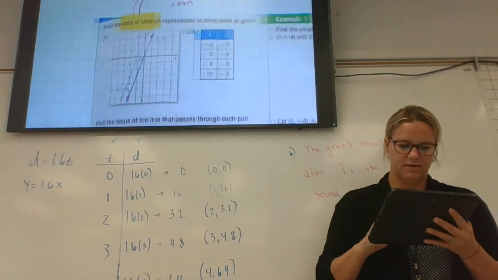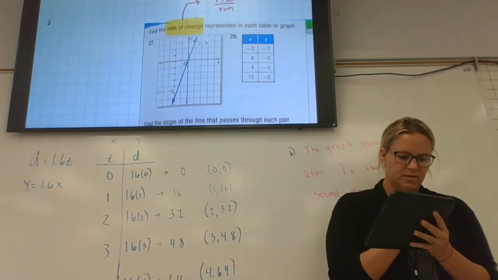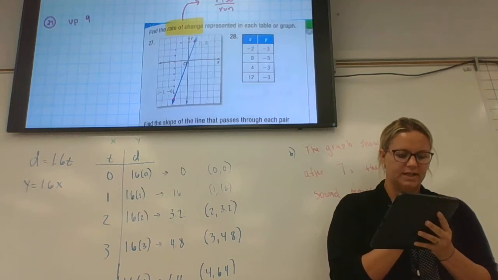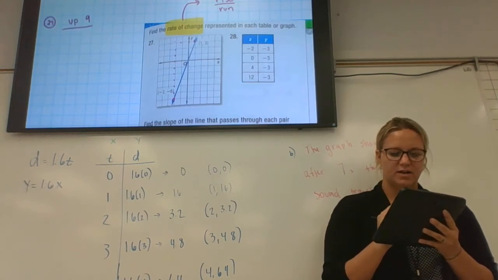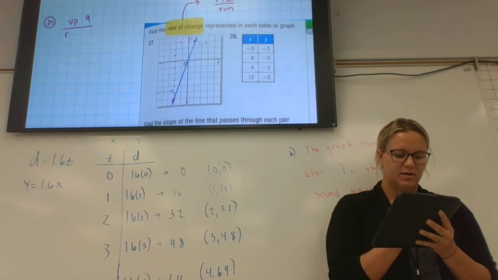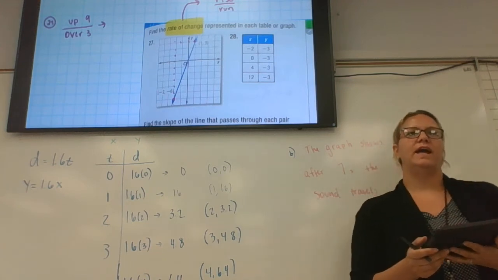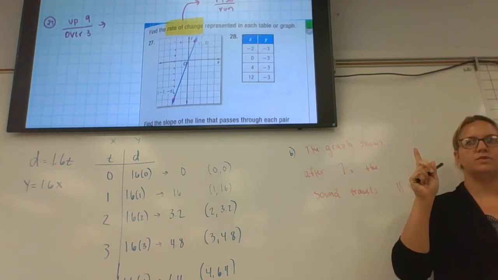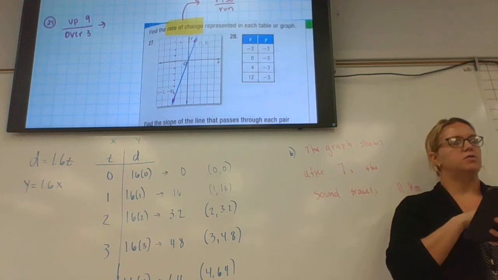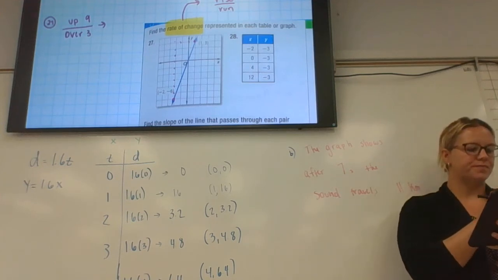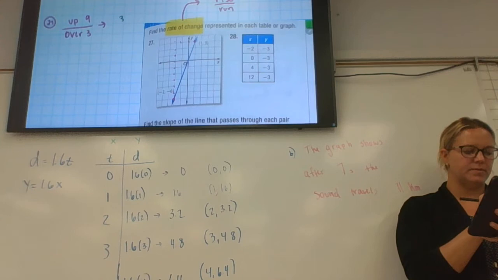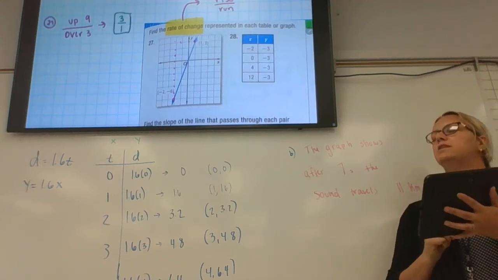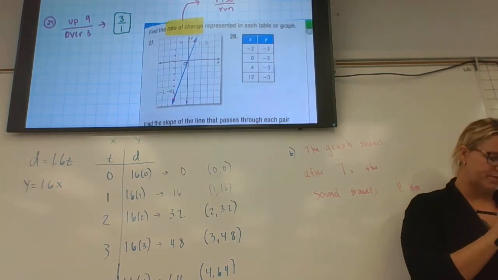Alright, I'm going to count. Up 9. Over 3. So anytime you're asked about rate of change, slope, rise over run, you want to make that fraction simplest form. So divide the top and bottom and make this 3 over 1. 9 over 3 is the same as 3 over 1.